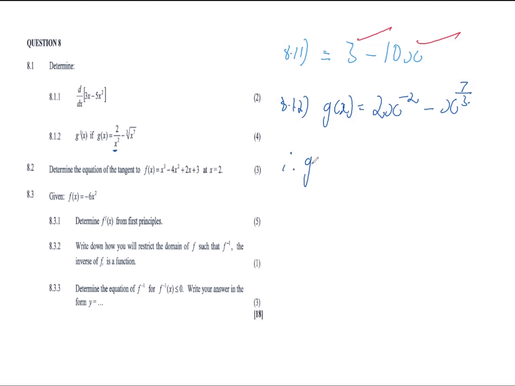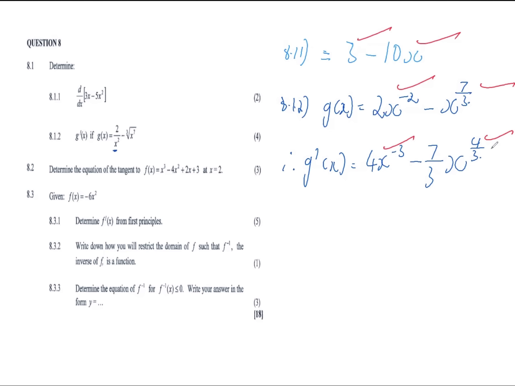So we change g of x to g prime of x now. And this is going to be negative 2 multiplied by 2, that's negative 4. And then subtract 1 from that exponent. So this is going to give us negative 3. And then right here, 7 over 3 multiplied by negative 1, that's negative 7 over 3, and then we have x to the power 7 over 3 minus 1. That is supposed to give us 4 over 3. And then voila, we have derived just like that. There was a mark for rearranging this to this and that, and then a mark for this and that. So 4 marks.